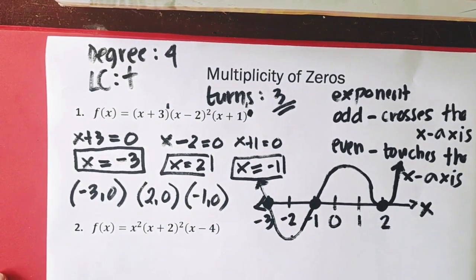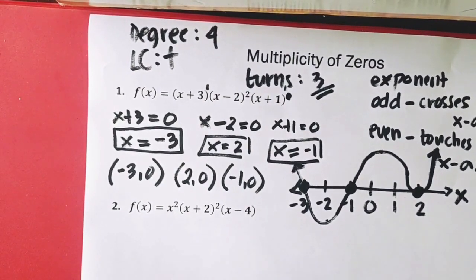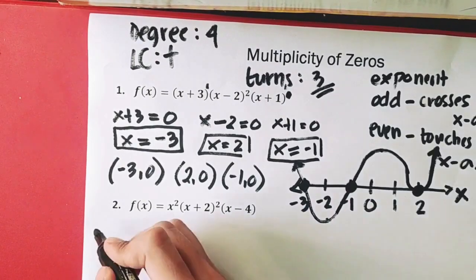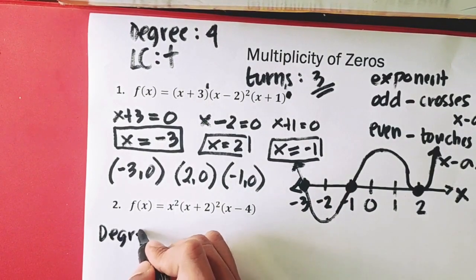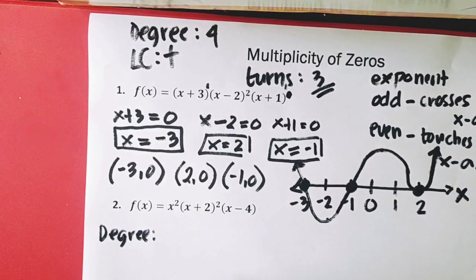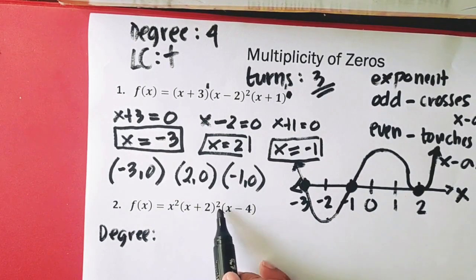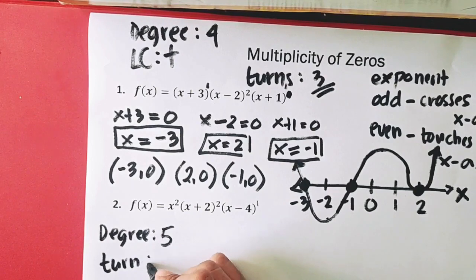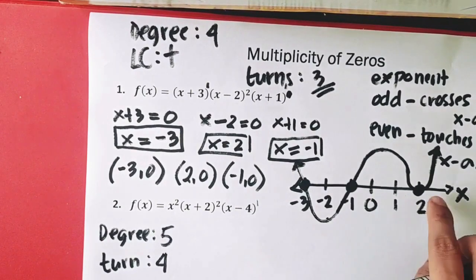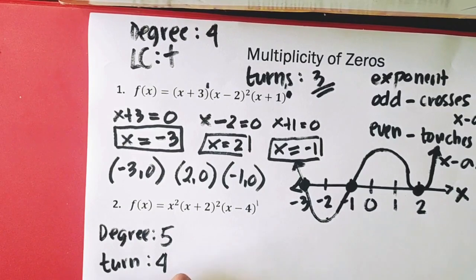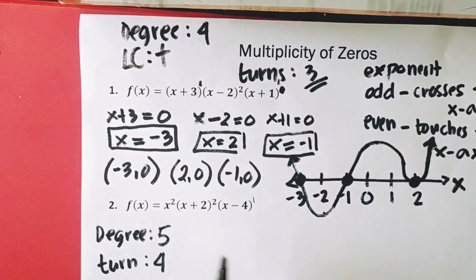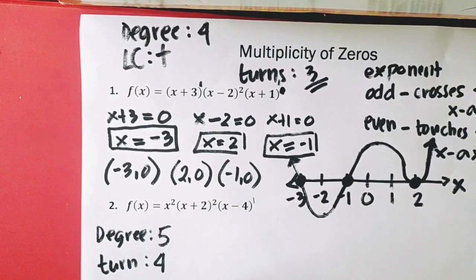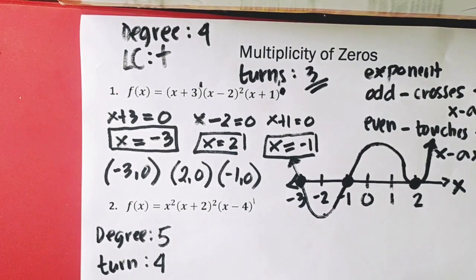How about number 2? Let's try to solve number 2. The multiplicity of zeros. So let's try to determine first the degree. Degree here is positive. We have 2 plus 2 plus 1. We have 5. So turns here is 5 minus 1, that is 4. Expected that there will be 4 turns. What is the sign of the LC? Positive, positive, positive. If you're going to multiply all the 4, that will give you a positive leading coefficient.